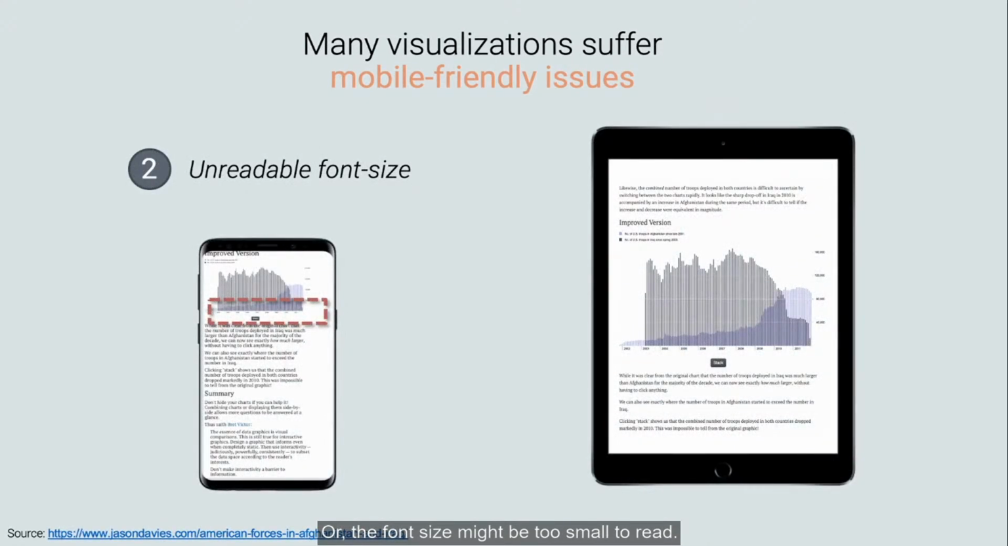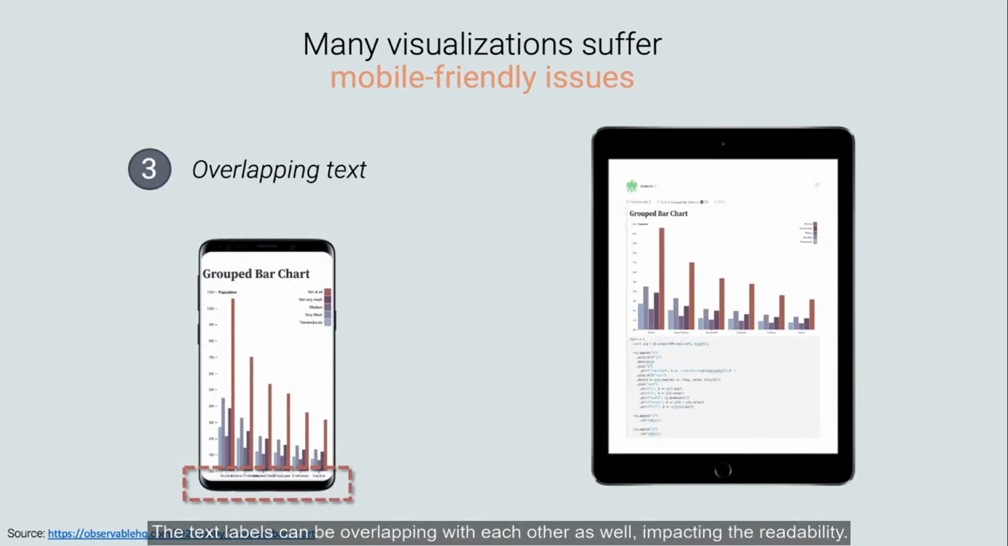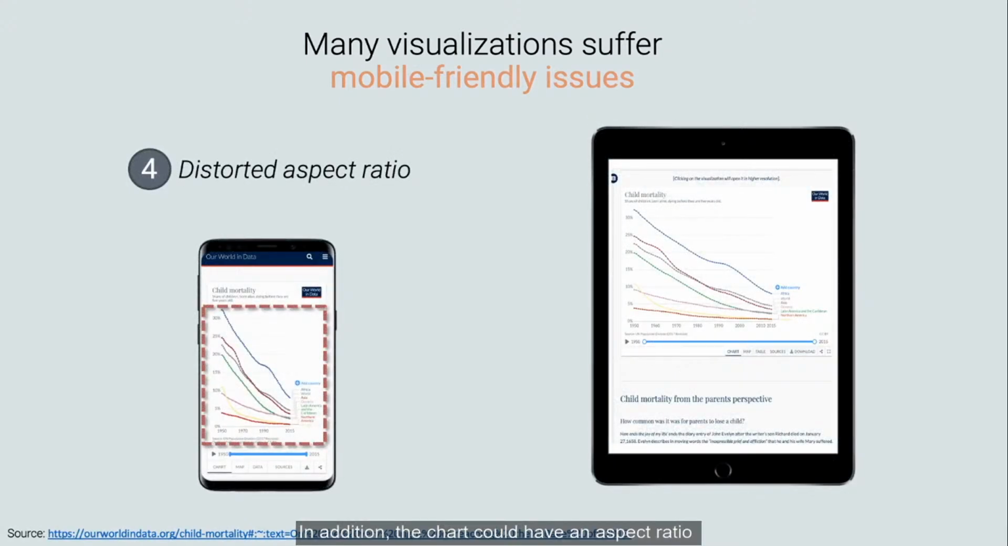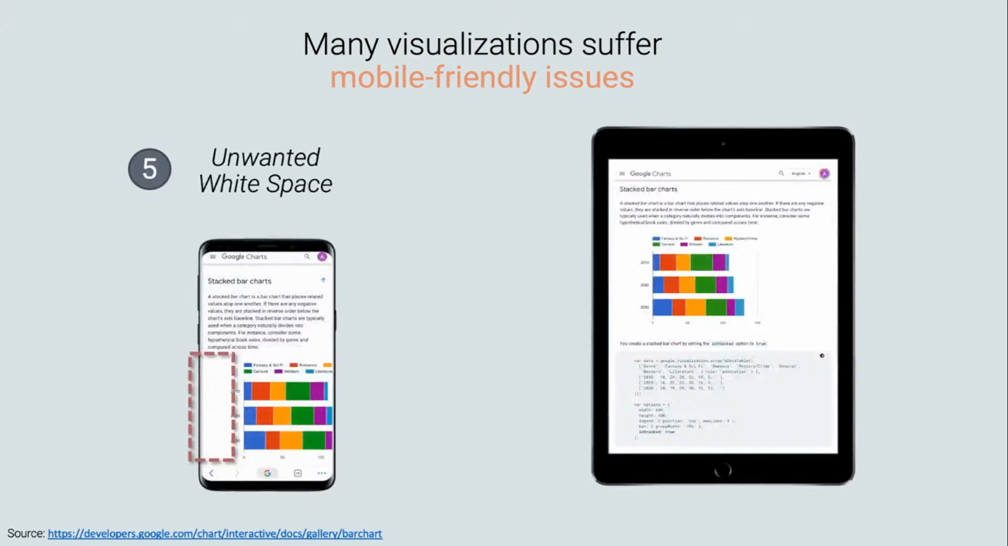Or the font size might be too small to read. For instance, the axis labels in this chart are too tiny. The text labels can be overlapping with each other as well, impacting the readability. In addition, the chart could have an aspect ratio which is quite different from the original version, potentially leading to some perceptual bias. Finally, white spaces used to aesthetically place a chart can become wasted places on mobile screen, which could be used more effectively.